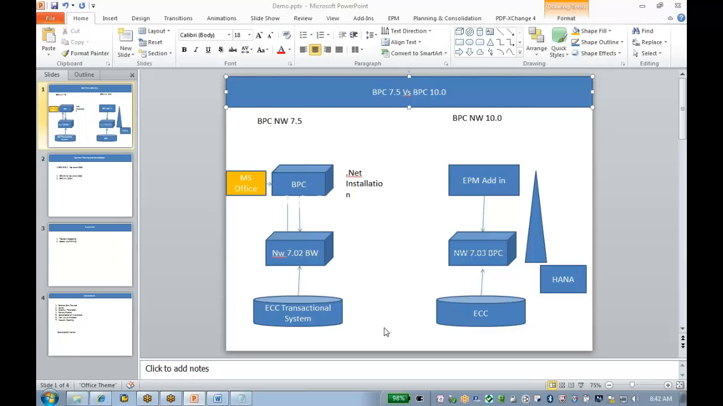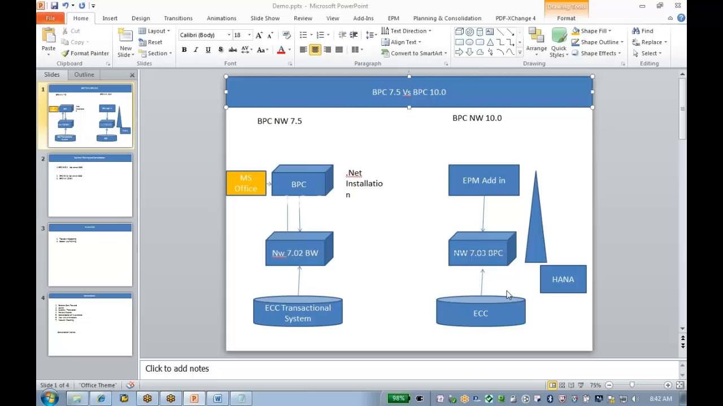Now, we will complete this simple structure. I have a transactional system. On top of that transactional system, a data warehousing tool, that is BW. On top of that, BPC is there. BPC is a .NET installation, and the front end for this is MS Office.